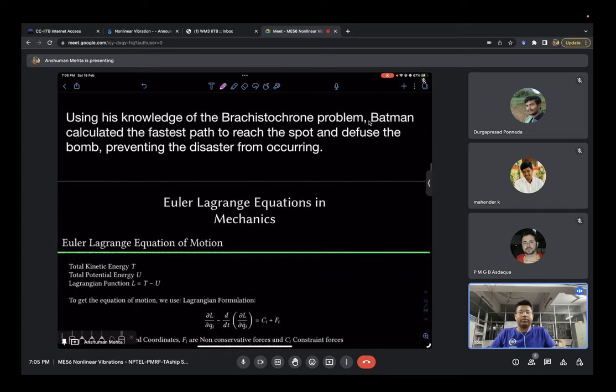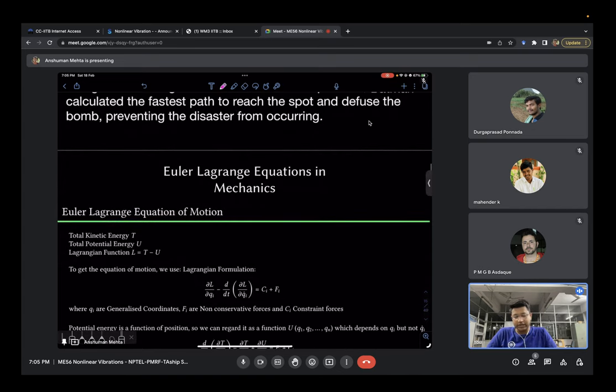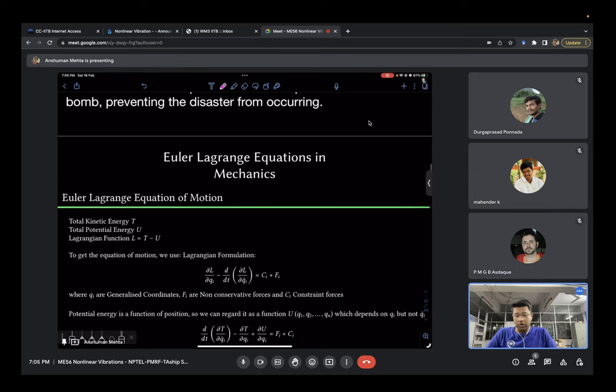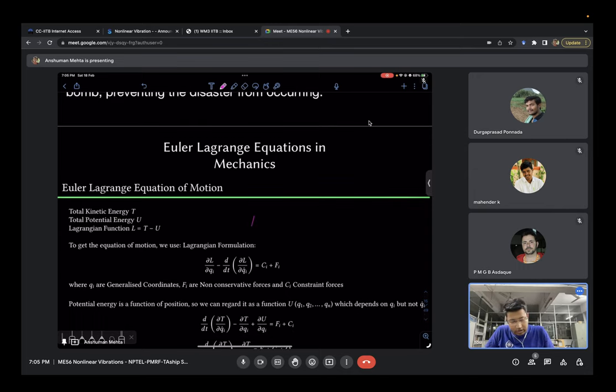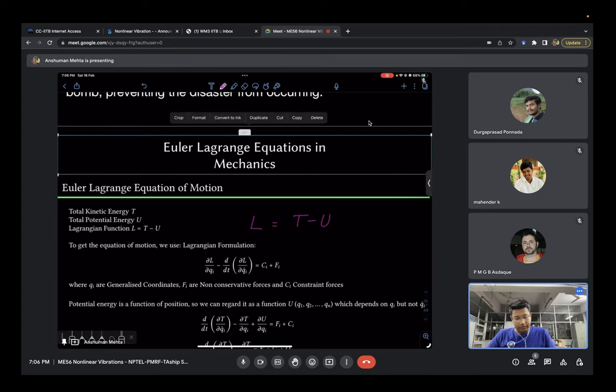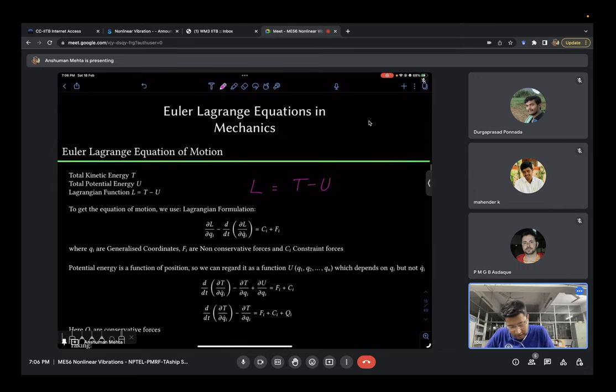So what does this mean in our mechanics? That is the next question. The Euler-Lagrange equation of motion has something called the Lagrangian in it. This Lagrangian is equal to T minus U. If there is some kinetic energy and some potential energy, then T minus U is the Lagrangian. And if we put it into a functional, we get this, which is called the Euler-Lagrange equation of motion in mechanics.